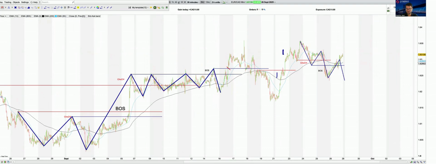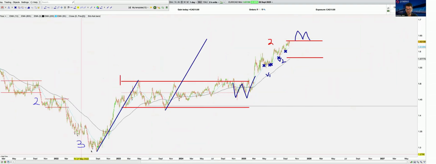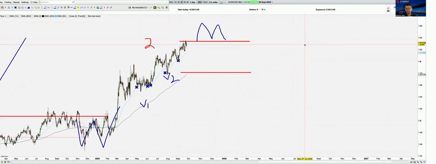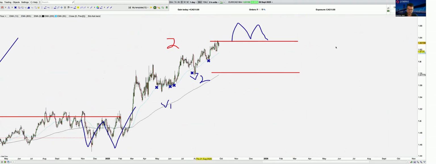EuroCAD's been very choppy. Personally, we've got the blue A, B, C, D up to here, and we're very close to completing that. This is a clear level 2 trend for me, and we're waiting for the top of consolidation. The surprising thing is the CAD strength narrative coming in to give us a higher low, maybe. But I am anticipating this to tail off a little bit.